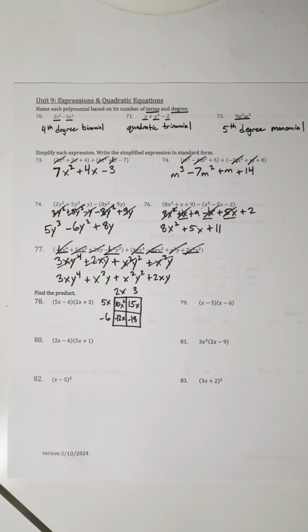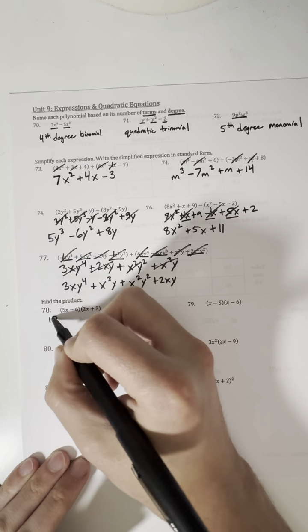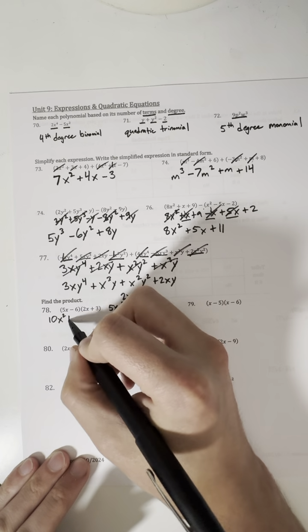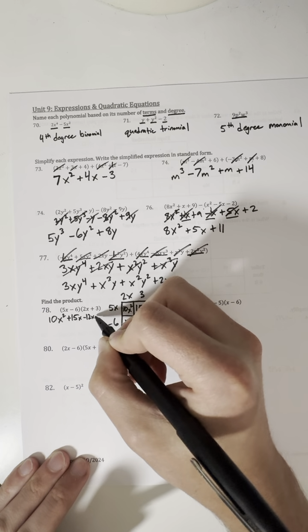And now in order to get the final answer, I need to take these 4 terms and just write them out. So 10x squared plus 15x minus 12x minus 18.